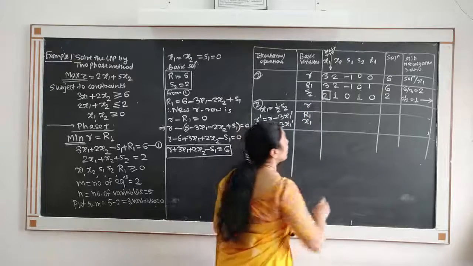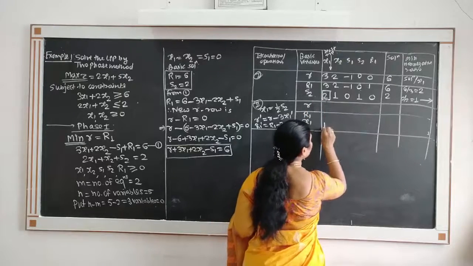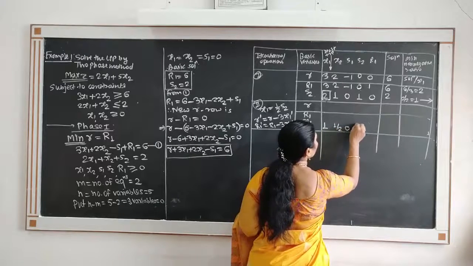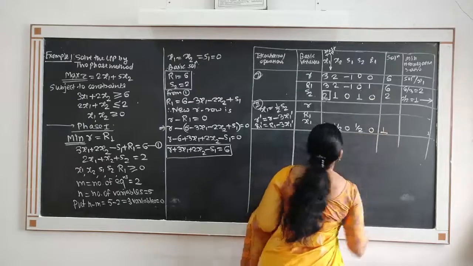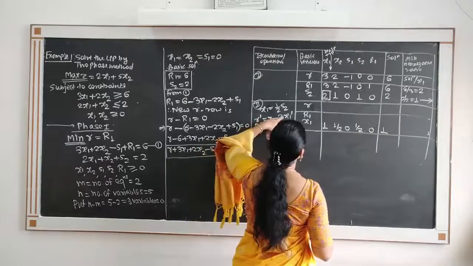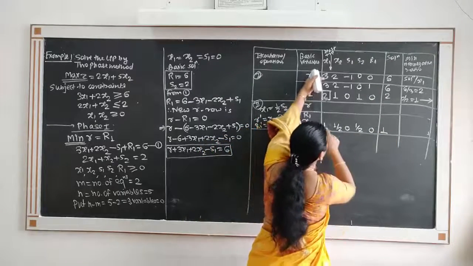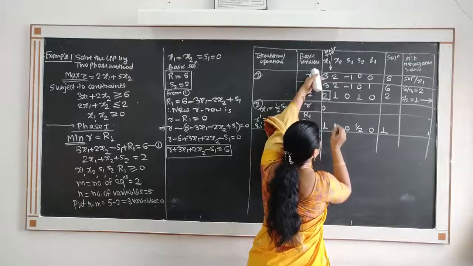So do the operation. Make this 1. So we have 1, 1 by 2, 0. We are dividing by 2. 1 by 2, 0, 1. Now R row, R minus 3 x1 dash. So this row minus 3 times becomes 0.